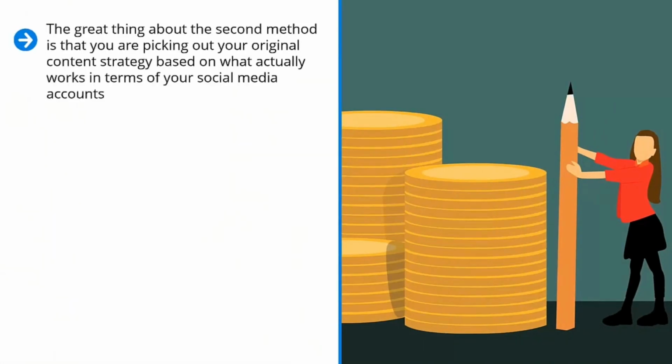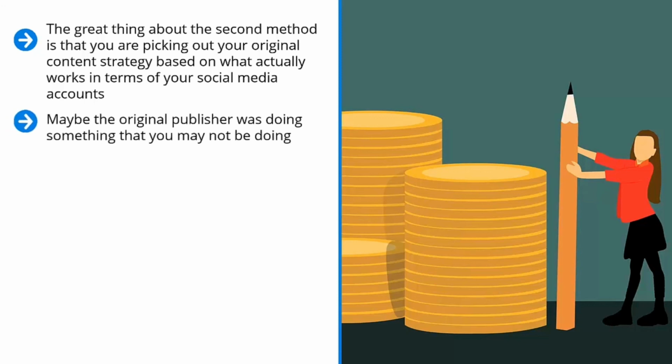The great thing about the second method is that you are picking out your original content strategy based on what actually works in terms of your social media accounts. You have to understand that even though high-quality third-party content may have a lot of objective social signals, those signals may have been generated in different contexts. Maybe the original publisher was doing something that you may not be doing.